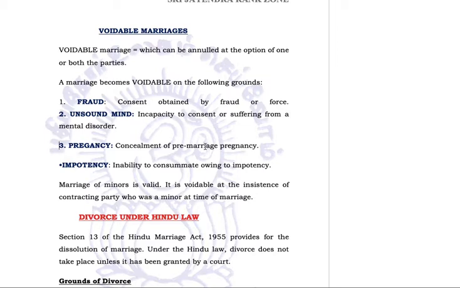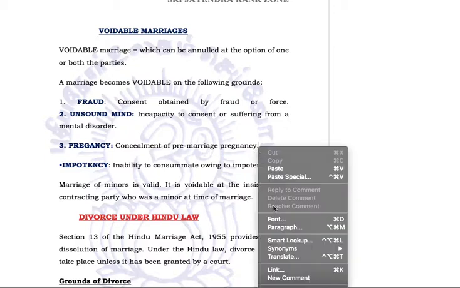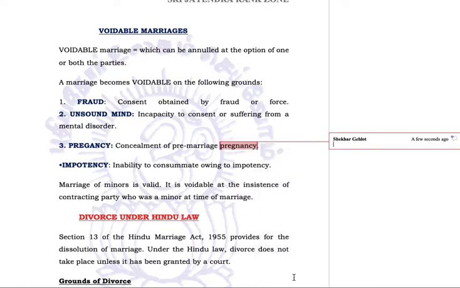Pregnancy, concealment of pre-marriage pregnancy. The woman is already pregnant at the time of marriage. Pre-pregnancy does not mean that she had been pregnant sometime before marriage. No, it's not.